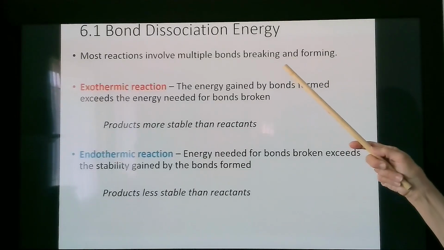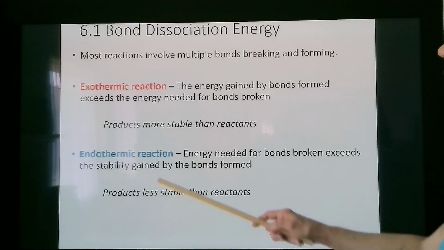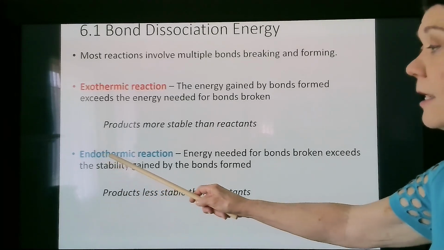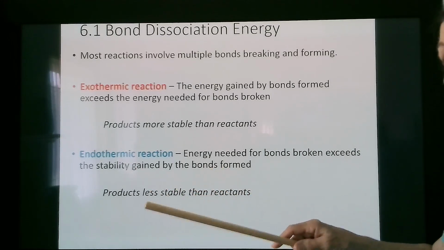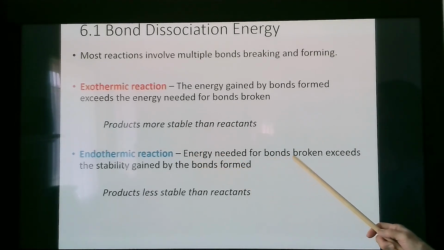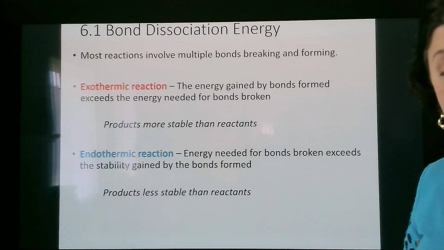Most reactions involve multiple bonds breaking and forming. And if it's an exothermic reaction, the energy gained by the bonds formed exceeds the energy needed for the bonds to be broken. And here, what happens there is the products will be more stable than reactants. In an endothermic reaction, it's the opposite. The products are less stable than reactants. So you're going uphill in energy. And here, what's happened is the energy needed for the bonds to be broken exceeds the stability gained by the new bonds being formed.